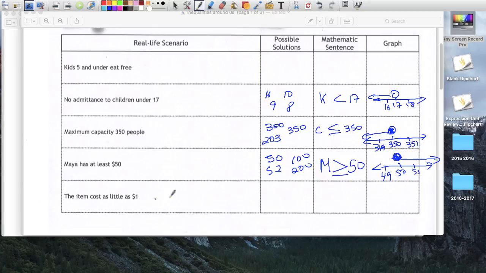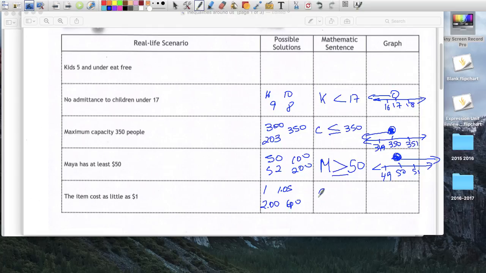The item costs as little as $1. Okay, so it could be $1. It could be $1.05. It could be $2. It could be $6. So the smallest amount that this item can cost is $1. Not lower than $1, but $1 is as low as it goes.